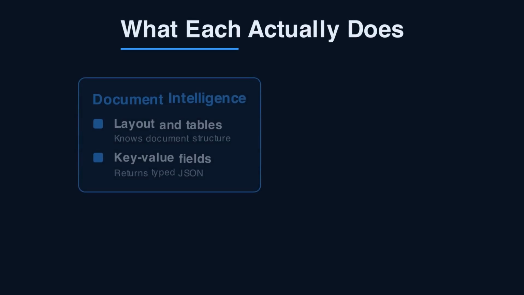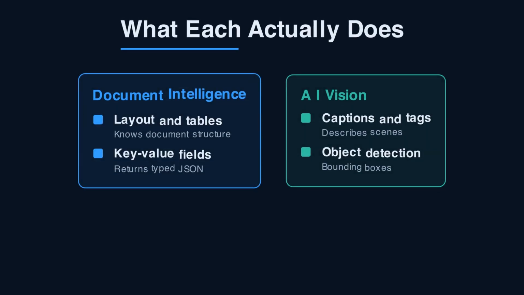Here's the core distinction. Document Intelligence is built to understand the structure of a document. It doesn't just read the words, it knows that this value is the invoice total, that block is a table, and these are key value pairs. The output is structured JSON you can drop straight into a database.